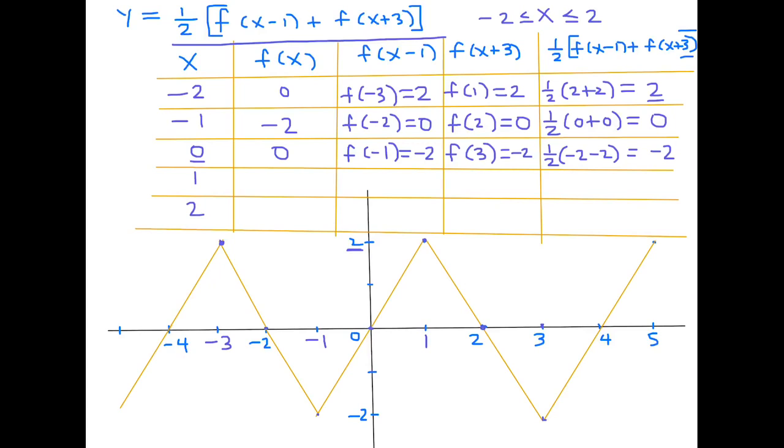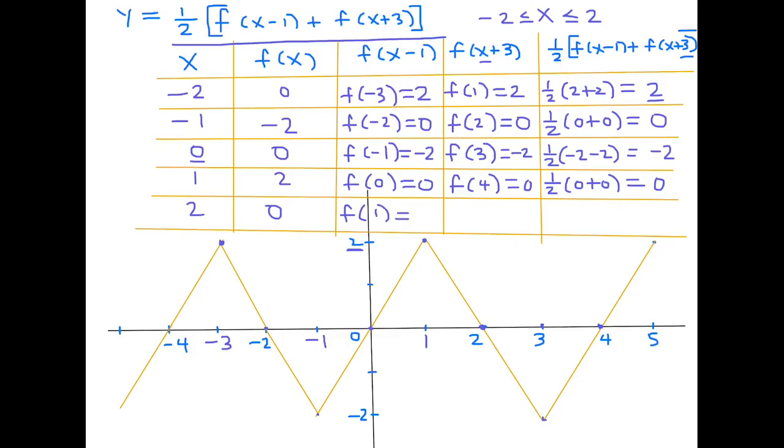X is 1, f at x is therefore 2. This becomes f at 0, and this is 0. When x is 1, this becomes f at 4. And f at 4 is here, which is 0. And therefore, this is 0 plus 0 times 1/2, which is 0. And we're almost done. X is 2. F at x is 0. This becomes f at negative 1. Or, sorry, f at positive 1.